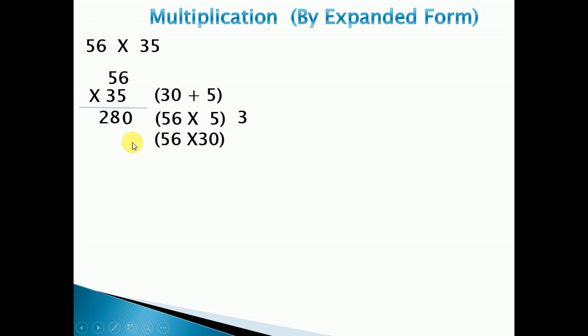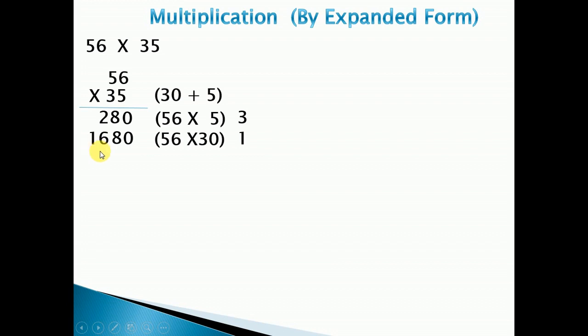First we write 0. 3 into 6 is equal to 18. Then write 8 here and the carry number we should write in this place. 3 into 5 is equal to 15. 15 plus 1 is equal to 16.